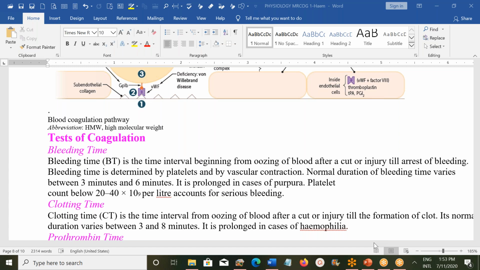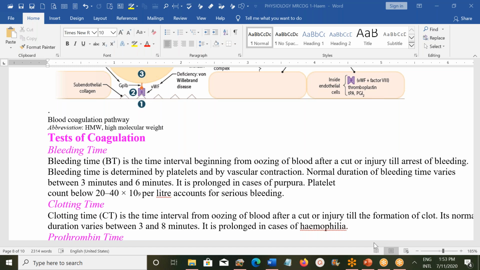Okay, so the coagulation studies. Why do we do the coagulation studies? Because we want to see whether the patient is developing blood clots or not, and whether the patient has normal bleeding and clotting times or not. The bleeding time is the time interval beginning from oozing of the blood after a cut injury till arrest of the bleeding. Bleeding time is determined by the platelets and by the vascular contraction.